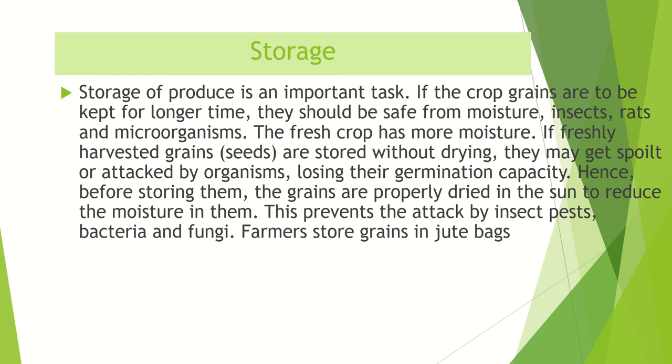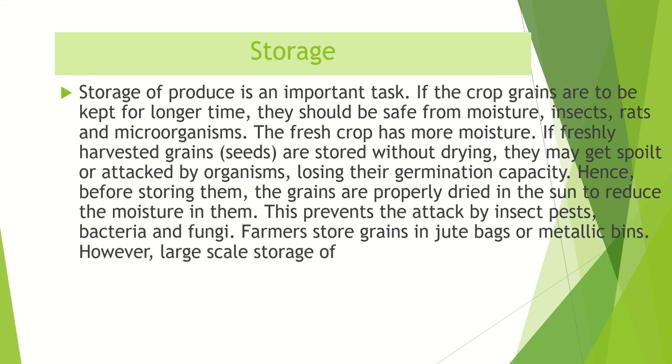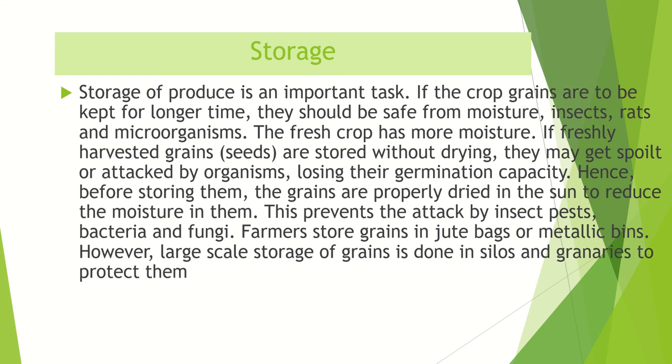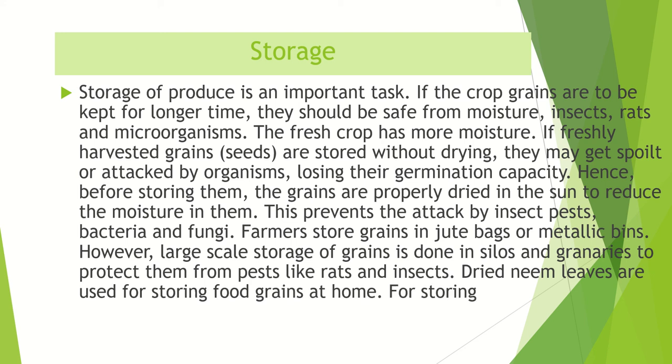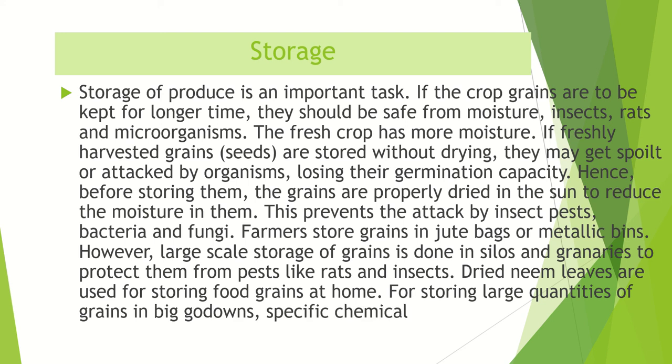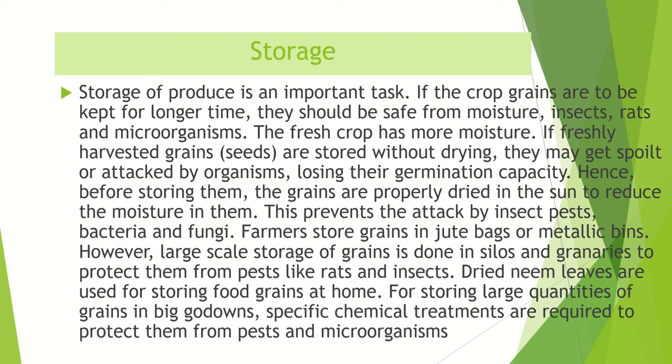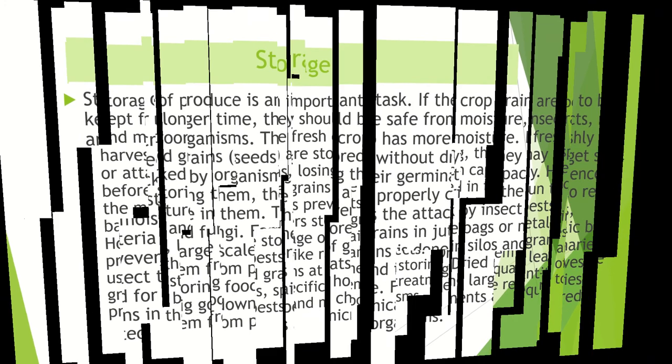Farmers store grains in jute bags or metallic bins. However, large-scale storage of grains is done in silos and granaries to protect them from pests like rats and insects. Dried neem leaves are used for storing food grains at home. For storing large quantities of grains in big godowns, specific chemical treatments are required to protect them from pests and microorganisms.